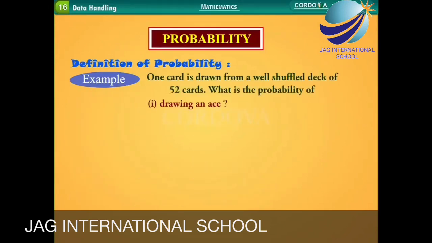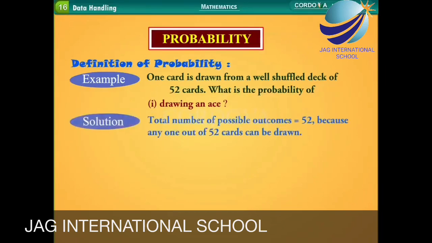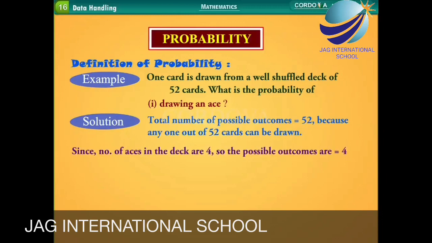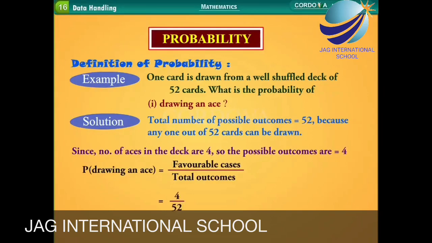Example: one card is drawn from a well-shuffled deck of 52 cards. What is the probability of drawing an ace? Solution: total number of possible outcomes is equal to 52 because any one out of 52 cards can be drawn. Since number of aces in the deck is 4, the favorable outcomes are equal to 4. P(drawing an ace) is equal to favorable cases upon total outcomes, which is equal to 4 upon 52, which is equal to 1 upon 13.